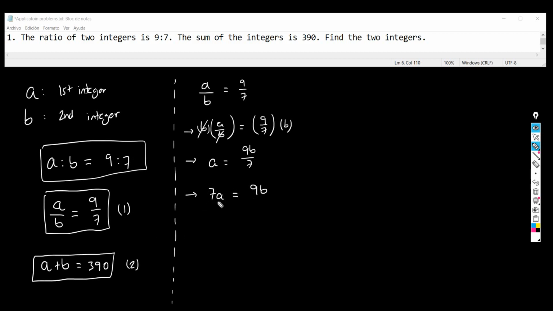Now look at what I'm going to do. I'm going to isolate one variable from this equation. I'm going to isolate a, so we have that a equals 9b over 7. And what am I going to do with this? I'm going to use it and combine it with my other equation, equation number 2.